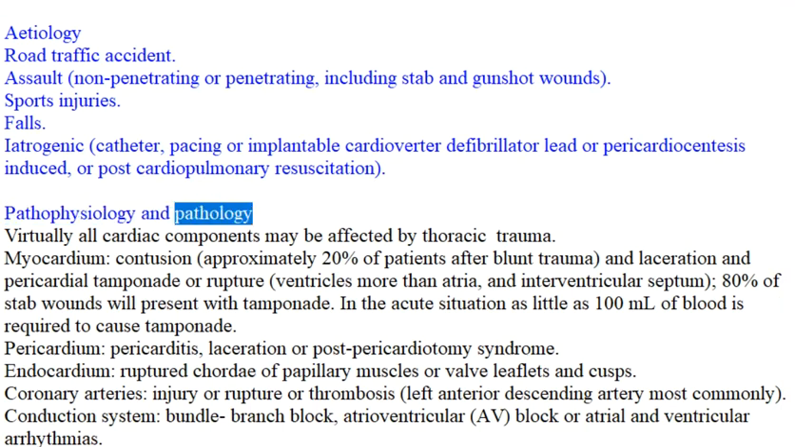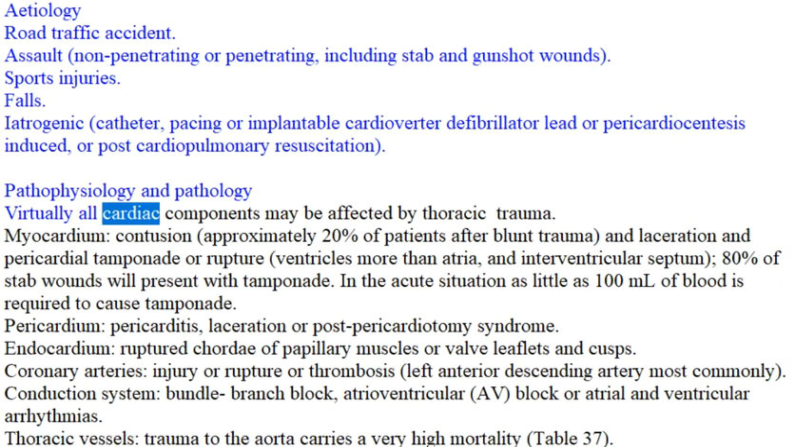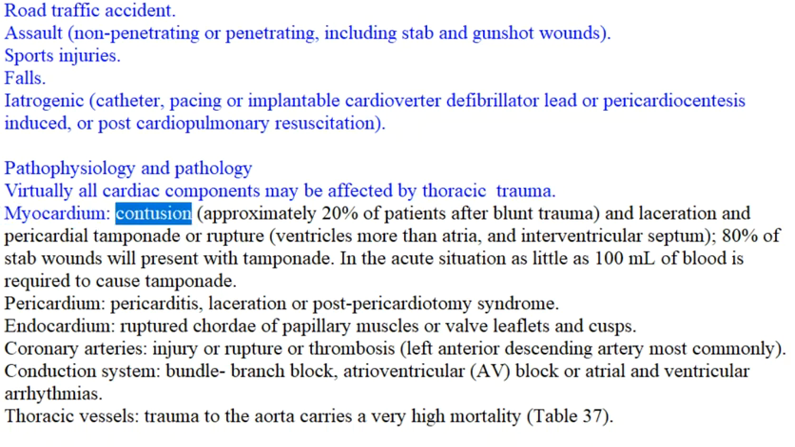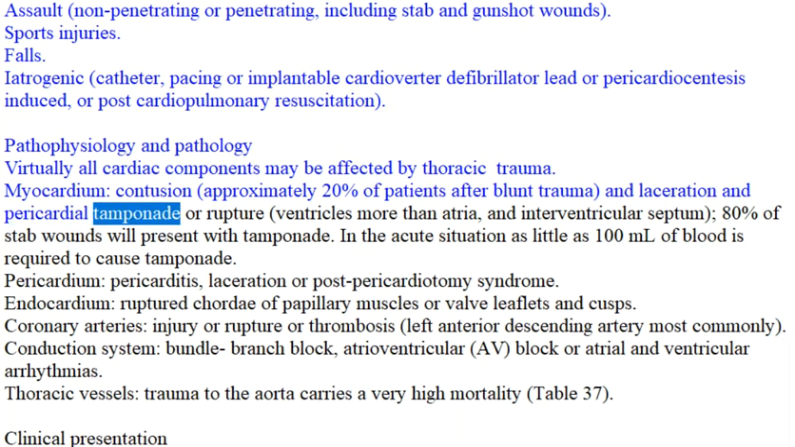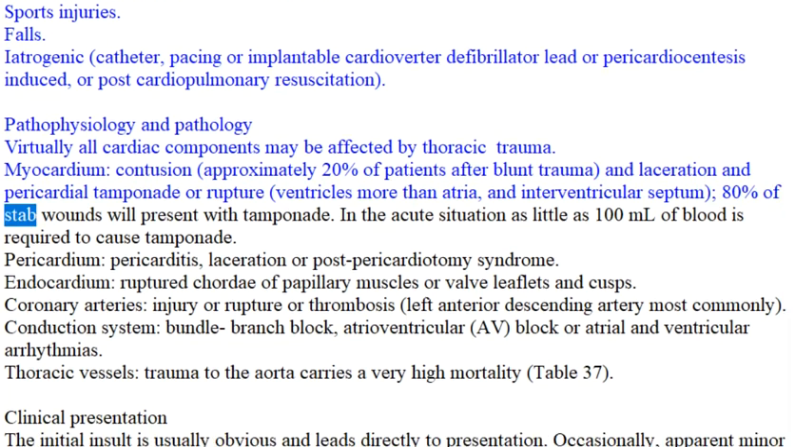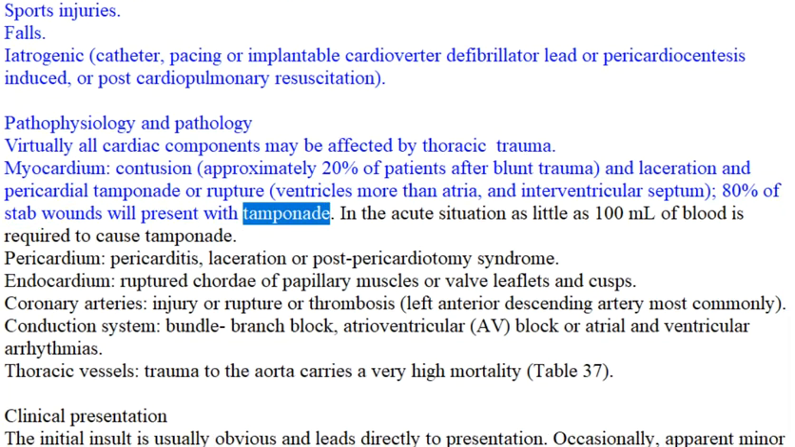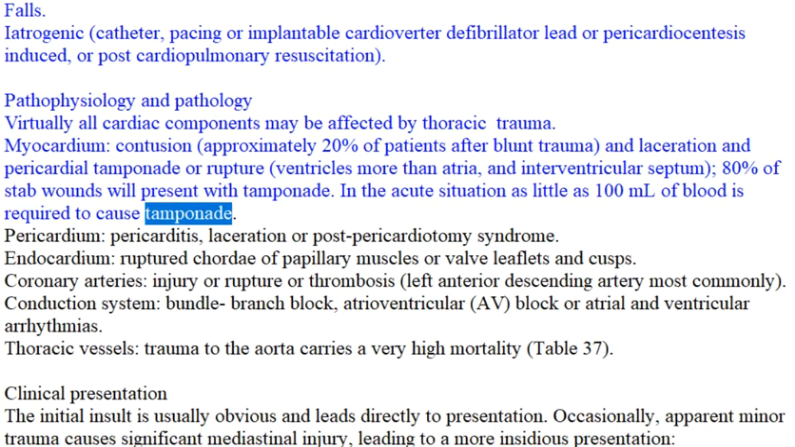Pathophysiology and pathology. Virtually all cardiac components may be affected by thoracic trauma. Myocardium: contusion, approximately 20% of patients after blunt trauma, and laceration and pericardial tamponade or rupture, ventricles more than atria, and interventricular septum. 80% of stab wounds will present with tamponade. In the acute situation, as little as 100 ml of blood is required to cause tamponade.